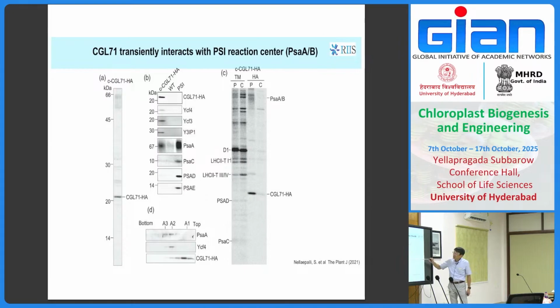Why we focus on this is that PsaC associates with two iron sulfur centers, FA and FB, as terminal electron acceptors. So we suspected that it might be interacting with CGL71, but that was not the case. PsaD and E are also on the peripheral stromal side, and PsaC is covered by these two subunits. But these were not interacting. Only the reaction center we found interacting.